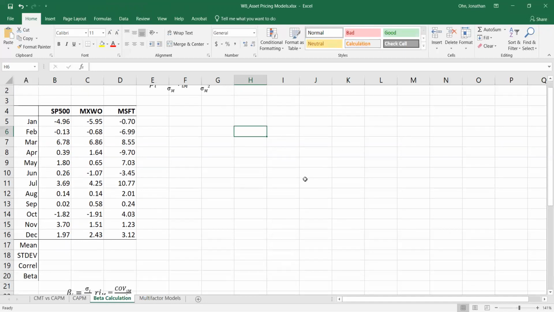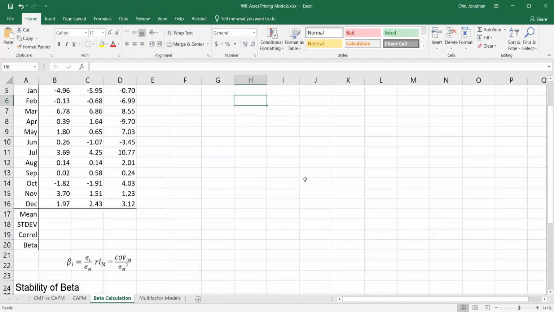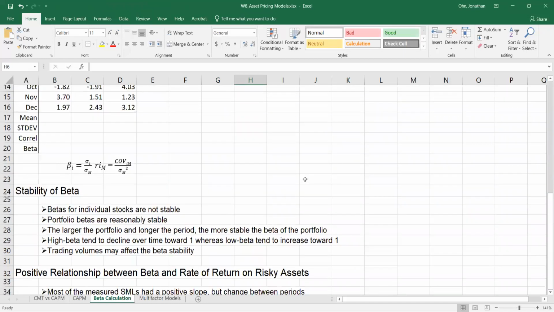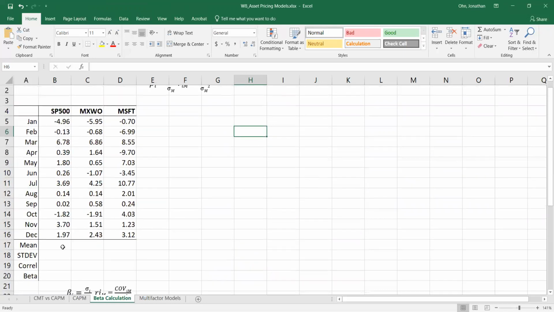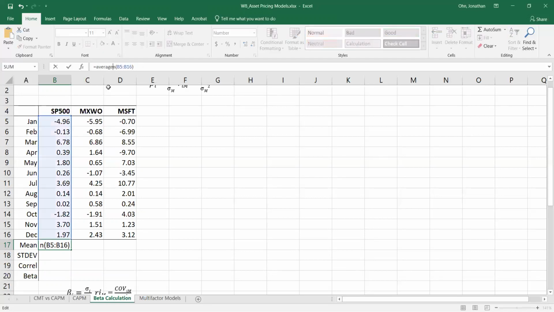I'll show you the other way, the more complicated way, a graphical or statistical way. Let's calculate the mean of the S&P 500. The S&P 500 is used as a proxy for the market portfolio, right?